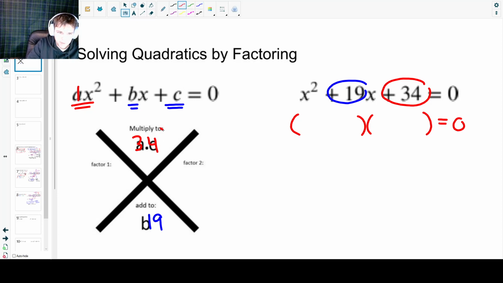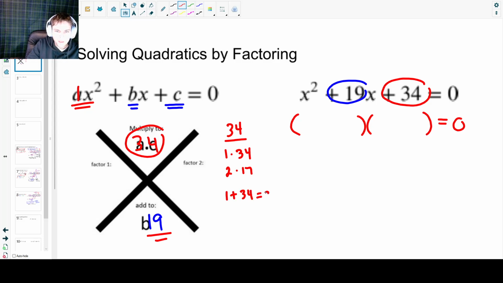Depending on this number up here, we can have a lot of options or a few of them because we always start with this number on top. How can we multiply and get 34? So you can do 1 times 34, 2 times 17. And that's it. Not a lot of options. So we need to figure out which of these factor pairs, if we add up the numbers, gives us the correct sum of 19. So if we go through this, 1 plus 34 is 35.